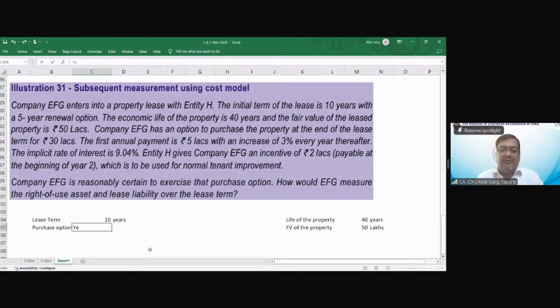For depreciating the ROU. Purchase option available, yes. Lessee is reasonably certain also. Reasonably certain to avail. Very good, Pooja.